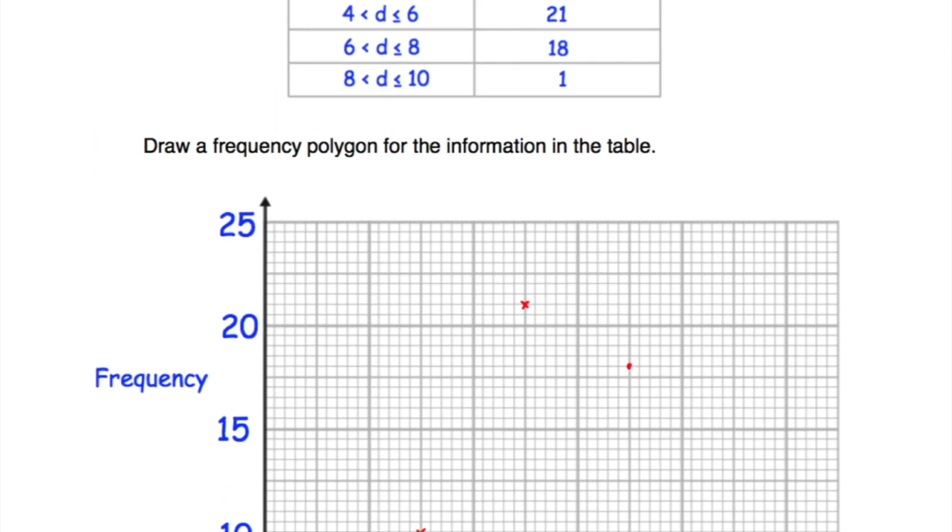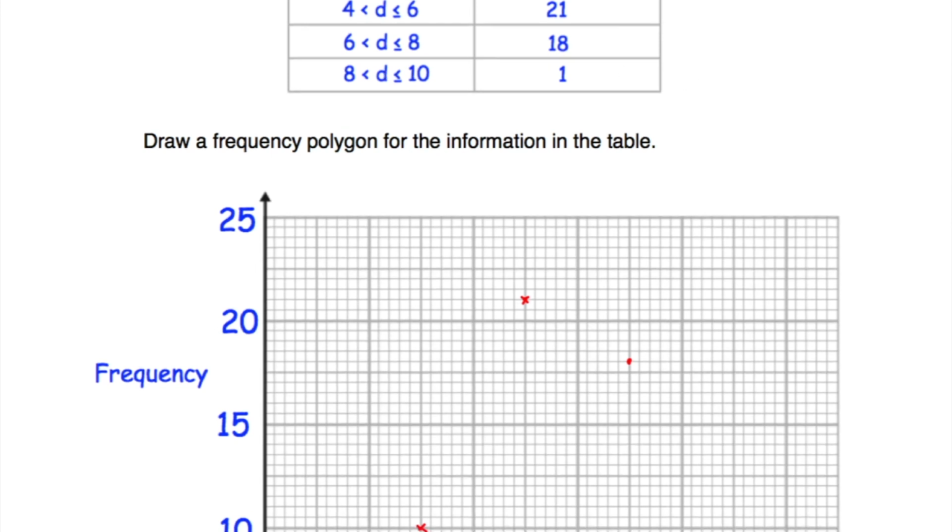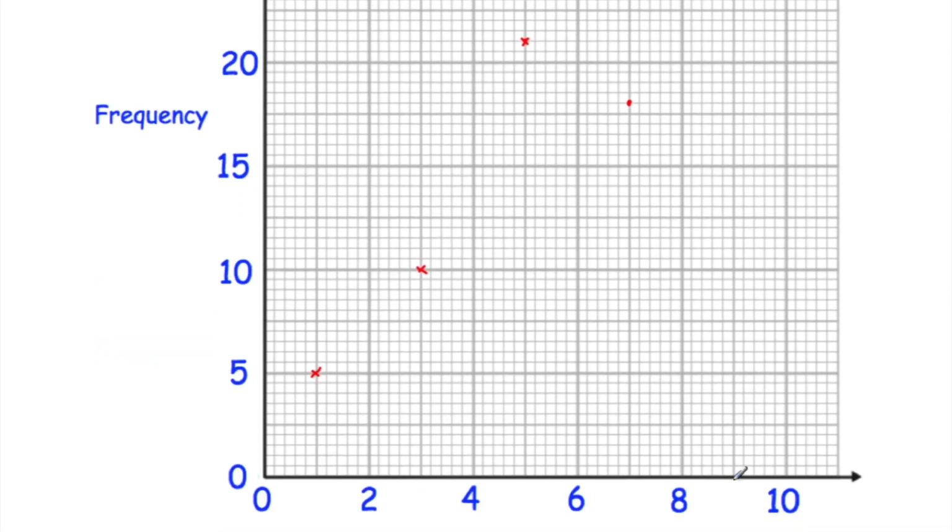And finally, we had 9 across and 1 up. So 9 across would be here, and 1 up would be 2 little boxes, so it would be there. Okay, and then let's join our points up with a ruler and a pencil. So get our ruler and pencil and join up the first point to the second point, the second point to the third point, the third point to the fourth point, and the fourth point to the last point, like so. And that's our frequency polygon.